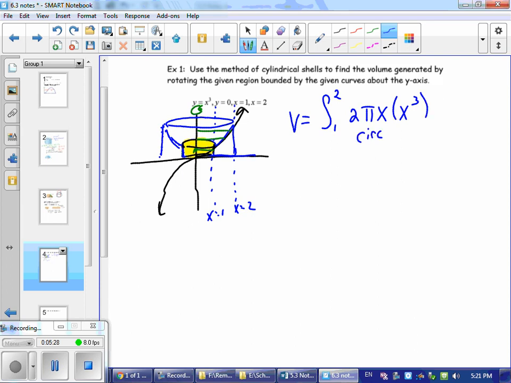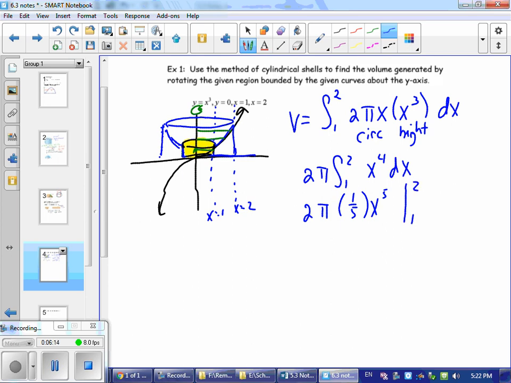So here's our circumference. Here's our height. And then the thickness, because we're doing this around the y-axis and we're counting left to right, the change of the radii will be a dx. That should always match whatever variable you have anyway. So now we can go ahead and actually take the integral here. 2 pi is a constant. That comes out to the front. This should be relatively simple. x times x to the third is x to the fourth. This will be an easy one to integrate. So 2 pi times the antiderivative, which is 1/5 x to the fifth, and we'll evaluate that from 1 to 2. So the constant is 2 pi fifths.